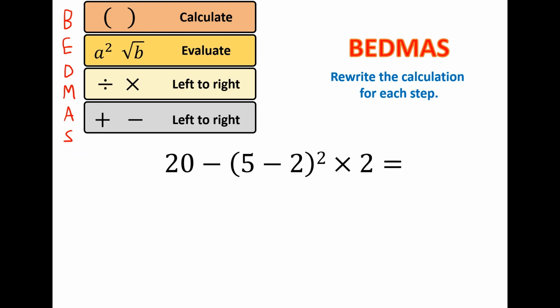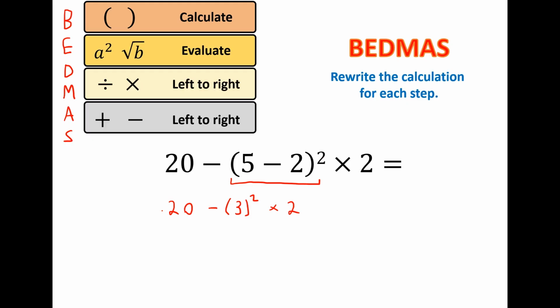Okay, now let's move on to a different question. For this expression, do I have brackets? Let's start with that. The answer is yes, I have brackets here. Inside the brackets, I have 5 minus 2, so I simply compute that. And 5 minus 2 should simply be 3. I make sure I put the squared here because I'm squaring it. Then I multiply it by 2, and now I have this new expression, 20 minus 3 squared times 2.